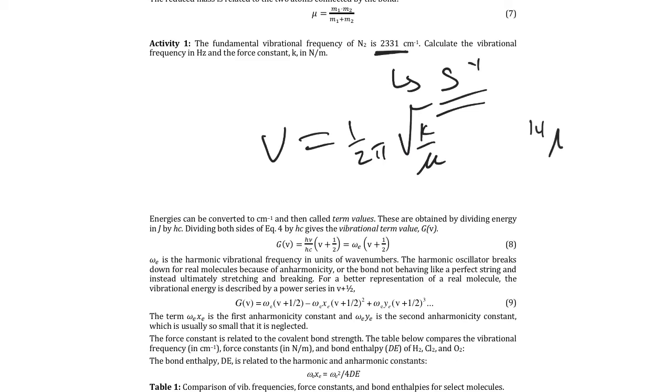And then remember, we're talking about nitrogen-14, the most abundant isotope of nitrogen. So look up that isotopic mass specifically for nitrogen-14. It's slightly different than the listed mass of nitrogen on the periodic table. So apply that mass when you're solving for the reduced mass of the bond.